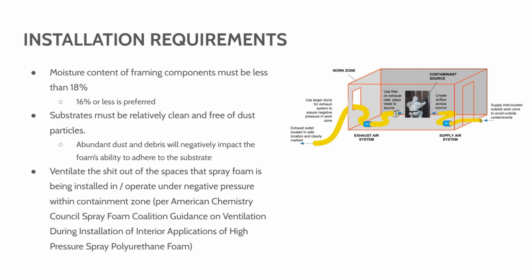You need to make sure that the moisture content of your wood framing is below 18% before you apply the spray foam. 18% is really the maximum you want to go. I would probably shoot for 16%, but anything above 18% is going to risk trapping moisture at the interface between the spray foam layer and the wood structure. The longer building materials stay wet, that only increases the potential for mold growth and deterioration.